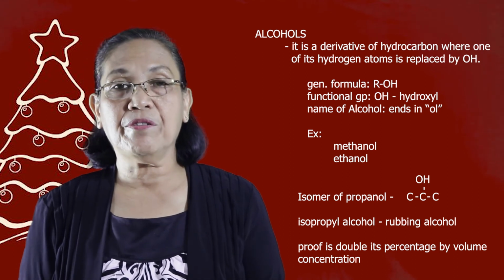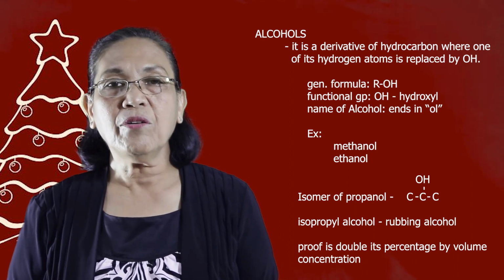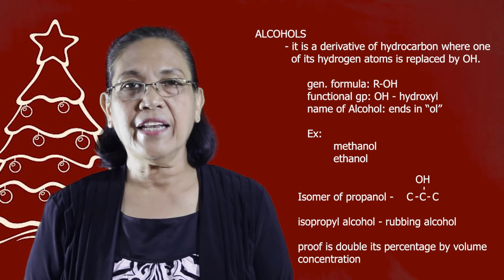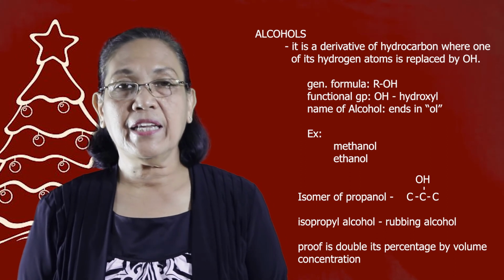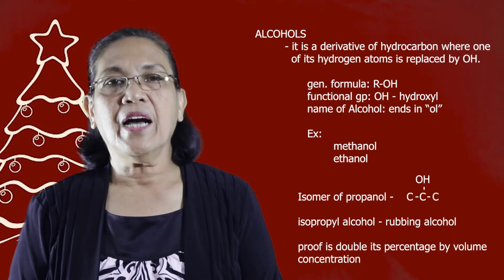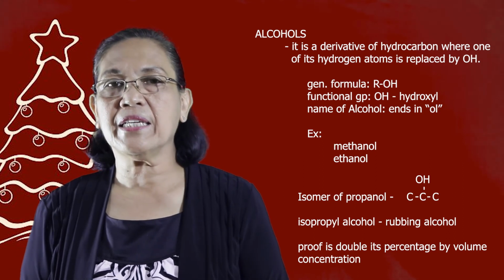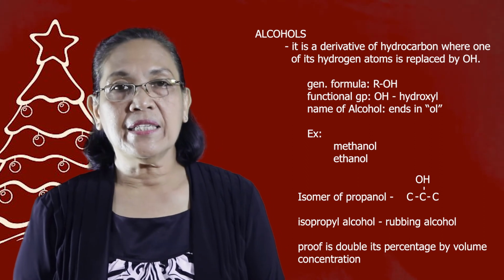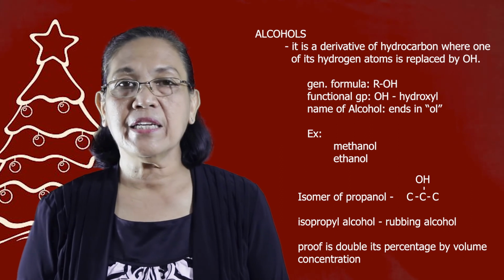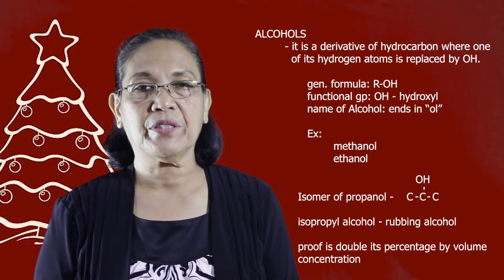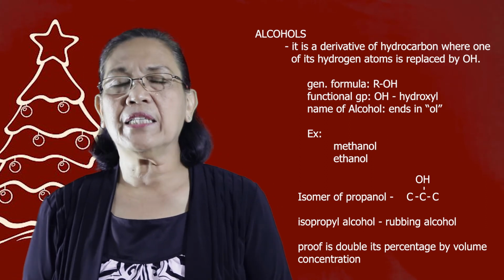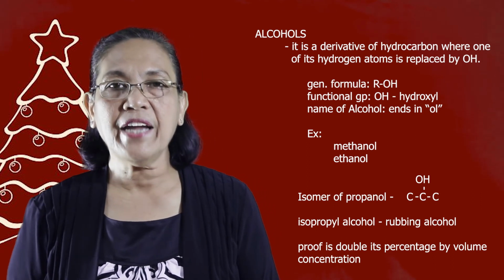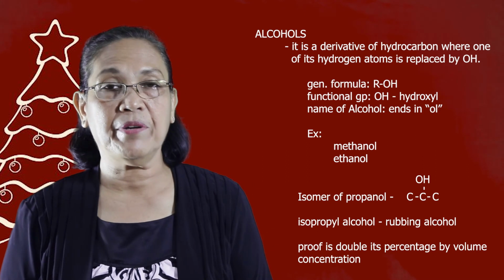Now, what are the properties of alcohol? The alcohol, by the way, are soluble in water. Just like the ethyl alcohol that we perform in the laboratory, it is soluble in water. But as the number of carbon atoms increases, then the solubility of the alcohol decreases. Meaning, as the number of carbon atoms increases, it's no longer soluble in water. Another property of alcohol is that its boiling point is abnormally high as compared to that of the hydrocarbons with the same number of carbon atoms.